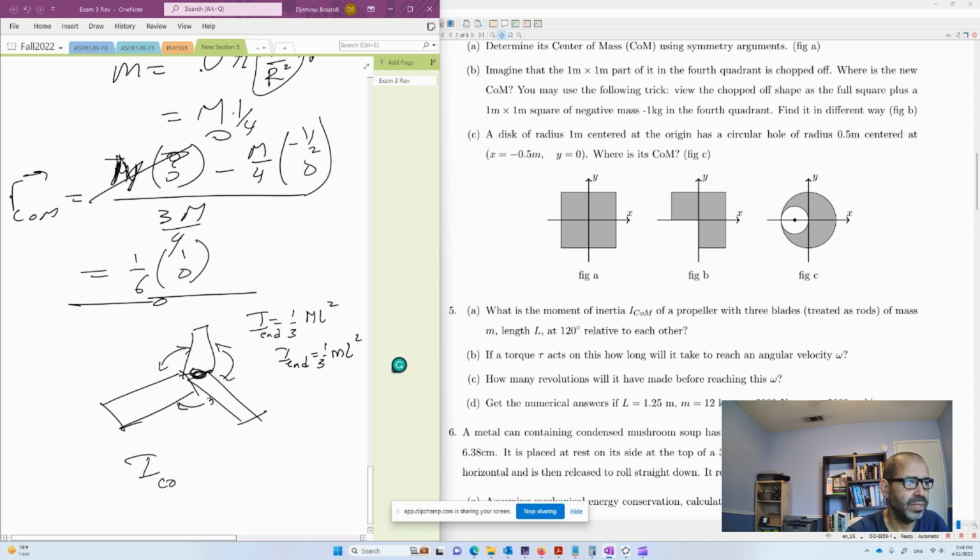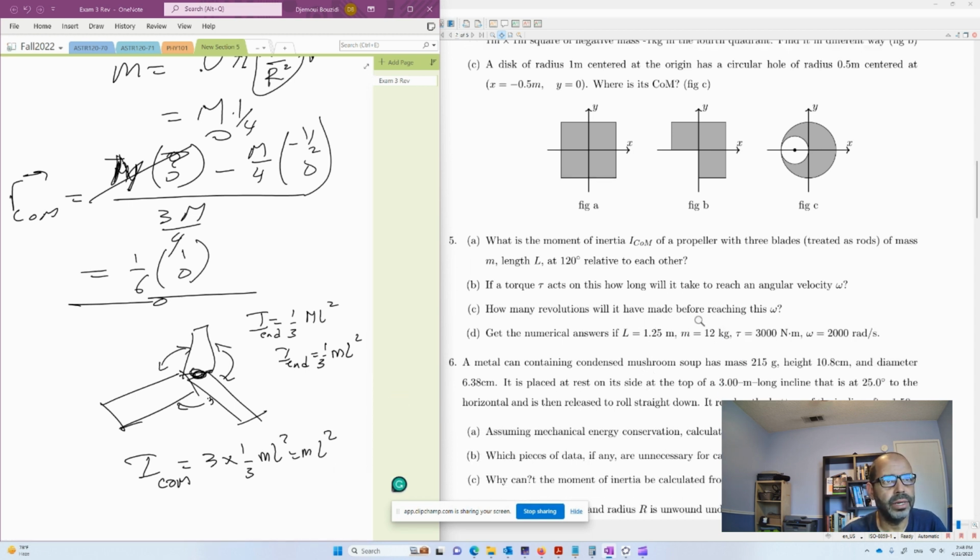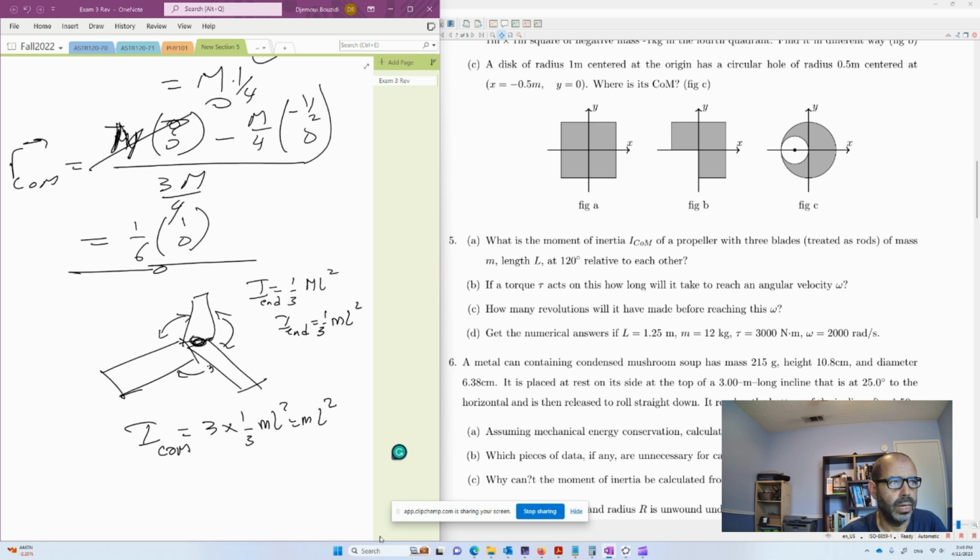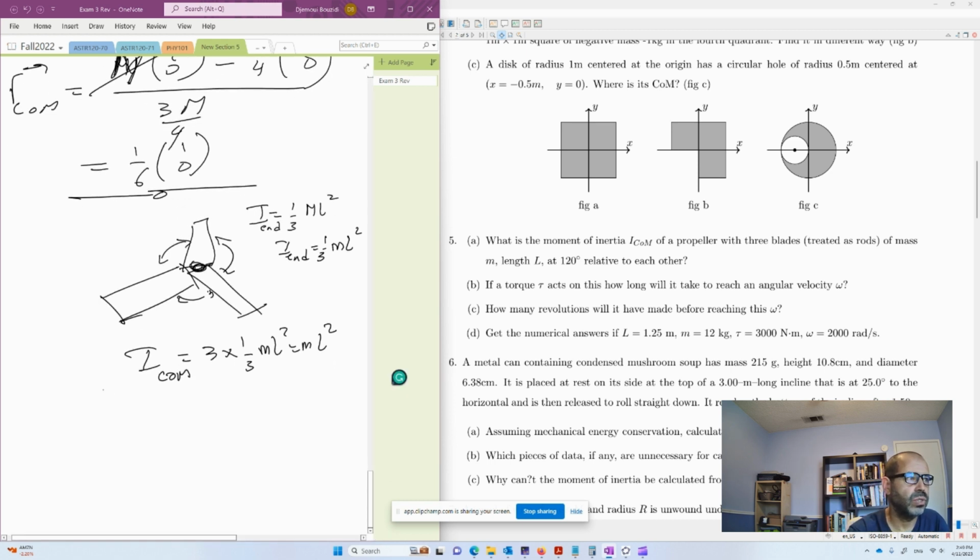So that's where the center of mass is at the end of each and every one of them by symmetry. And again, it's going to be 3 times 1/3 of ml squared. So it's simply ml squared. That's the moment of inertia for the entire propeller. If a torque tau acts on this, how long will it take for it to reach a velocity omega? Okay, remember, if a torque tau acts on this one, tau is equal to I alpha.